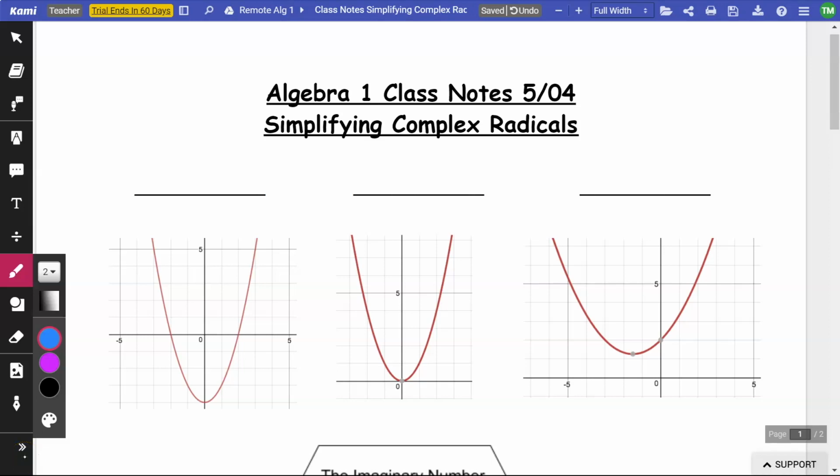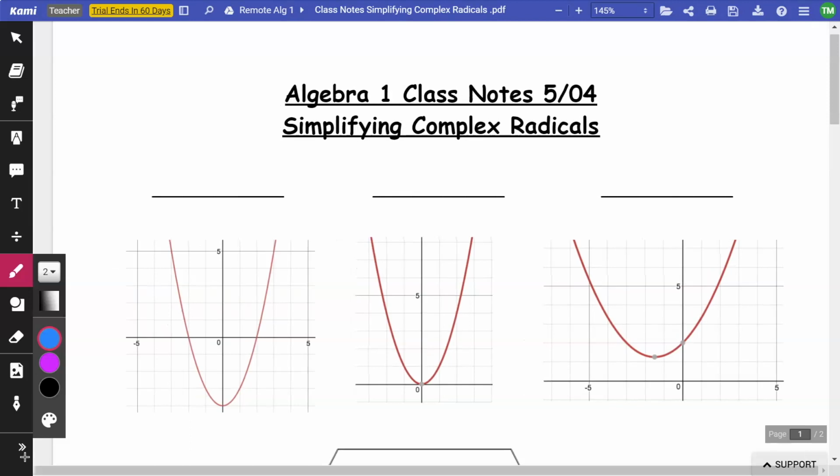For the past couple weeks, we've been working on how to solve for the x-intercepts of a parabola algebraically. And we've been doing that by solving quadratic equations or degree 2 polynomial functions. And as we continue on that road, we need to stop and learn a new skill today that allows us to simplify complex radicals. So that's going to be our focus today.